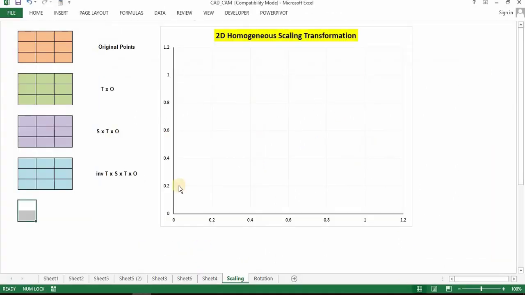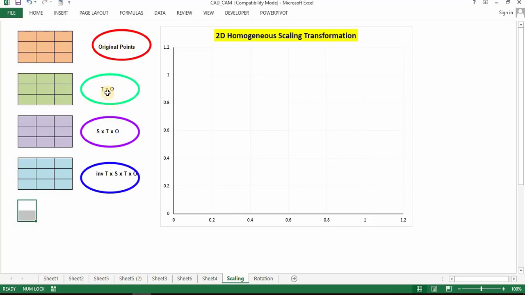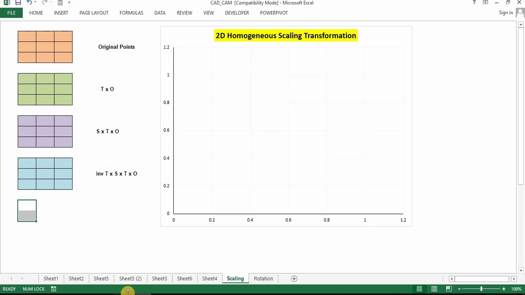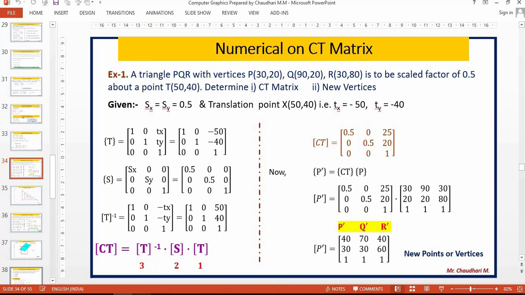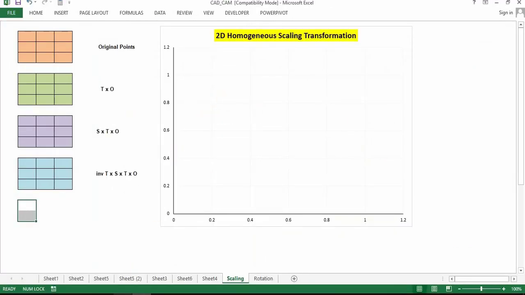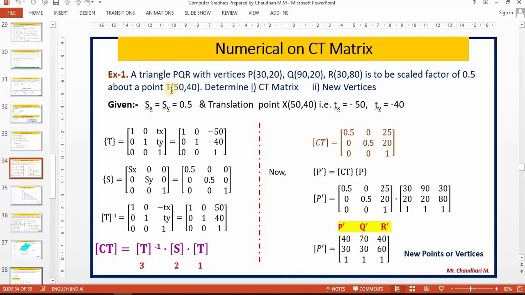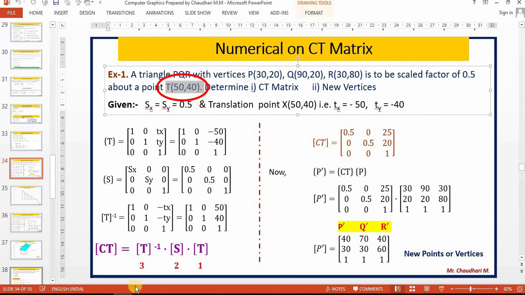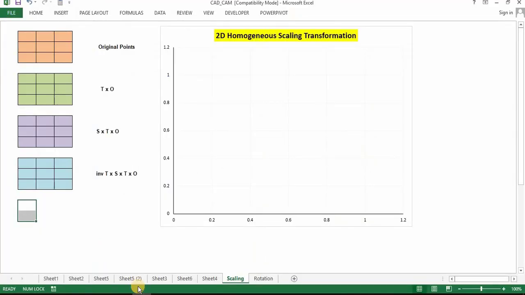See here, I have prepared an Excel table. In that, first I write the original point. Then this original point is multiplied with a translation, then scaling, and then inverse translation. The process is the same, but how do we represent it graphically? First I mark this point, T (50, 40).